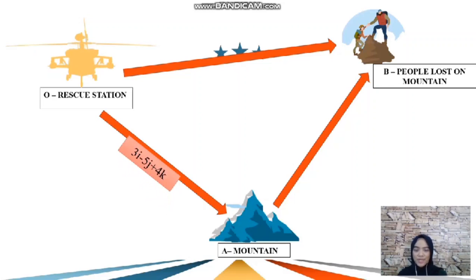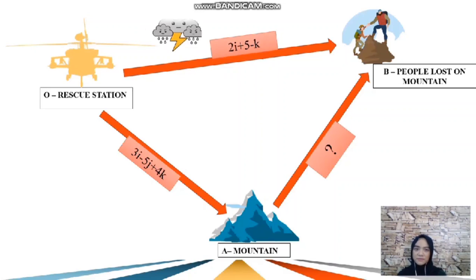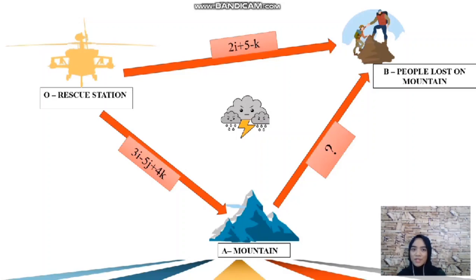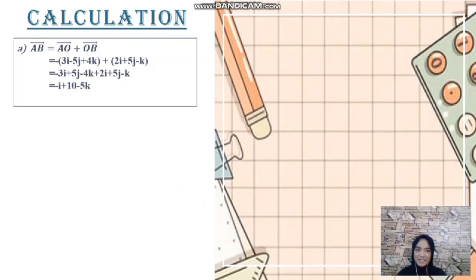So from O to A, the point is 3i minus 5j plus 4k. From A to B, the point is not given. And from O to B, the point is 2i plus 5j minus k. The rescue team cannot go to help the people on the mountain because of the bad weather, so they need to stop on another mountain first before going to help the people. Okay, next is the calculation.